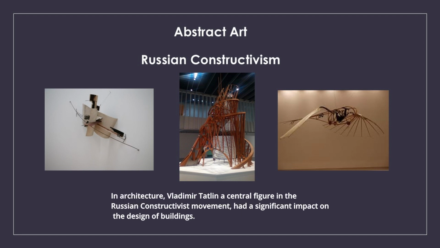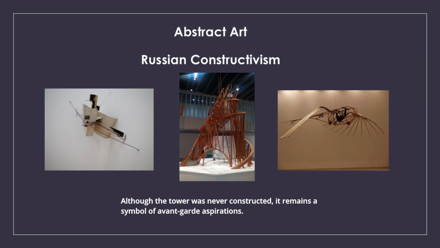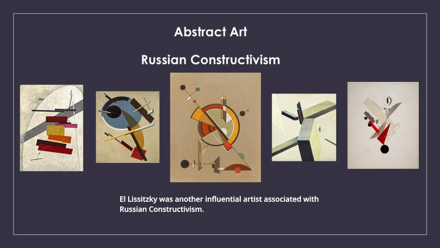In architecture, Vladimir Tatlin, a central figure in the Russian constructivist movement, had a significant impact on the design of buildings. His monument to the Third International, also known as Tatlin's Tower, was a groundbreaking architectural design that embodied the spirit of the movement. Although the tower was never constructed, it remains a symbol of avant-garde aspirations.